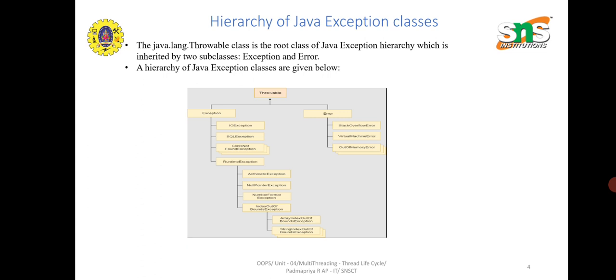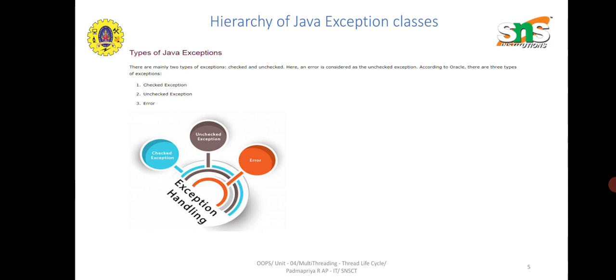Hierarchy of Java exception classes. The Java Throwable class is the root class of the Java exception hierarchy, which is inherited by two subclasses, Exception and Error. The hierarchy of Java exception classes is given below. Exception and Error. Under Exception, there are IOException, SQLException, and RuntimeException. Under Error, there are StackOverflowError, VirtualMachineError, and OutOfMemoryError.